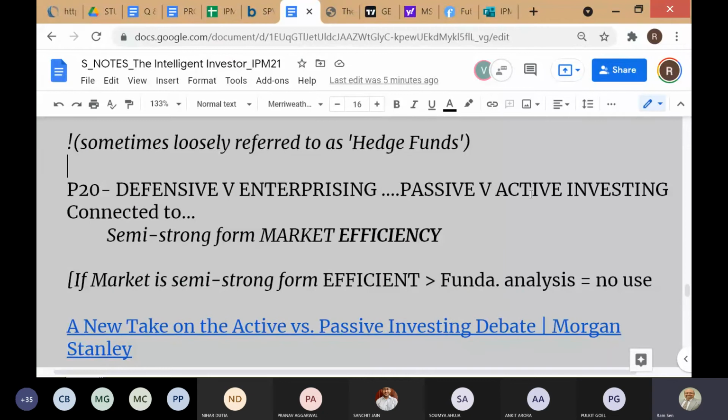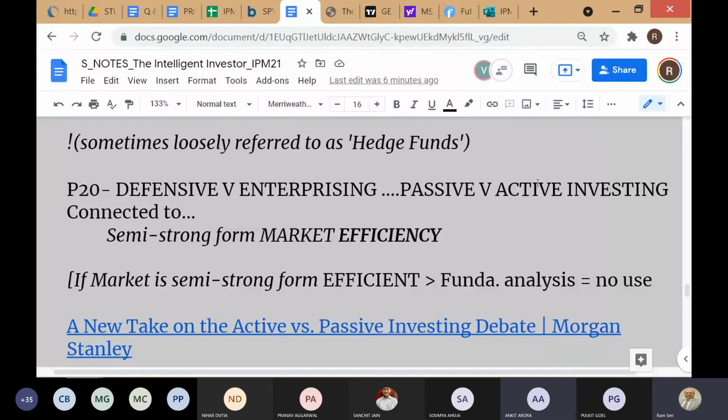Anybody wants to give their view on what is the difference between passive versus active investing? Not so much defensive versus enterprising, that is explained in his book and is less precise. But in the industry, when we talk about passive versus active investing, there is a very specific kind of distinction between the two. Anybody wants to hazard a guess what it is? How do we distinguish between passive versus active in the industry?